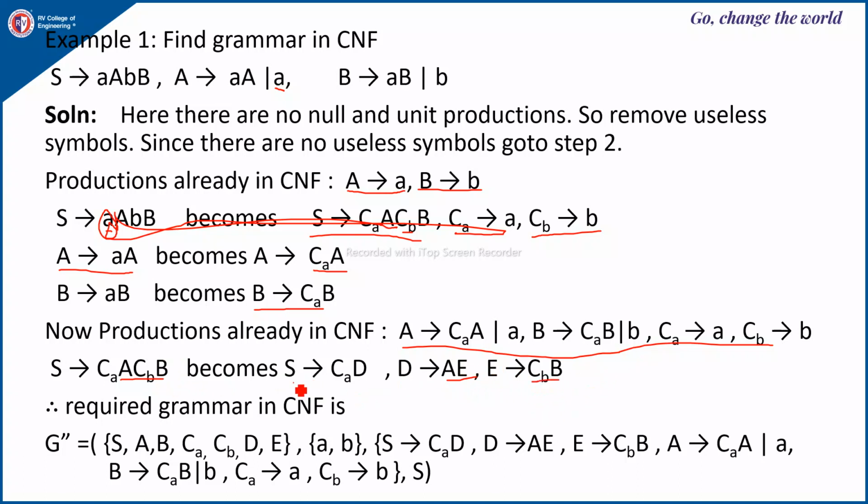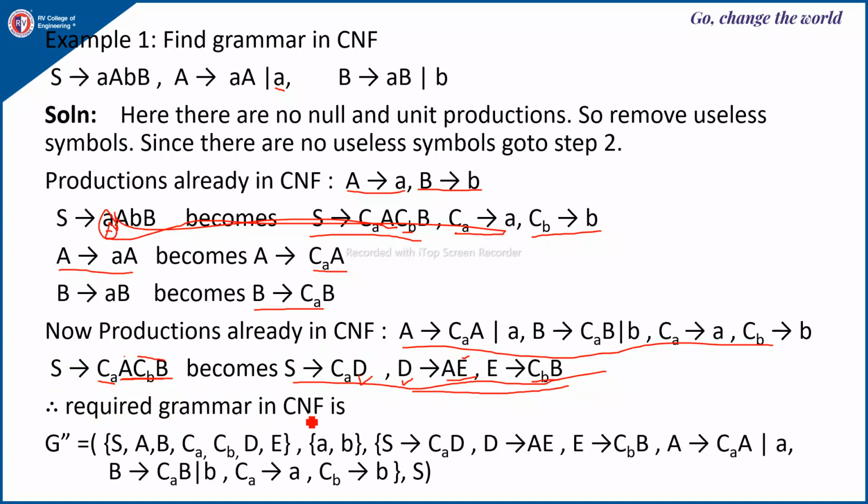Now each of these productions is already in the CNF. How I have done it is: the first symbol I have kept as it is, and for the remaining I have considered it as D. For D, I have kept the next symbol as it is, and for the remaining two symbols I have added a new variable E, where E derives CB B. So these are the set of productions, in CNF, which are equivalent to this single production.